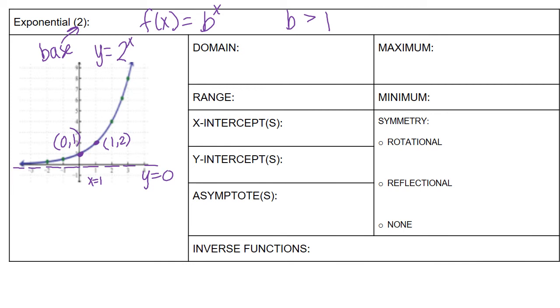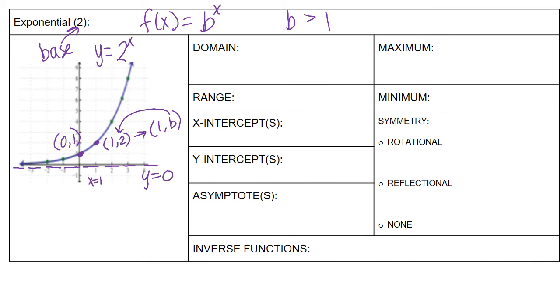So what this tells us is that our point at x equals 1 is always 1 comma whatever your base is. If my base changes to 5, then that value will be 1 comma 5. If my base changes to 20, then that would be 1 comma 20. For this problem, our b is 2. You see that? Okay?